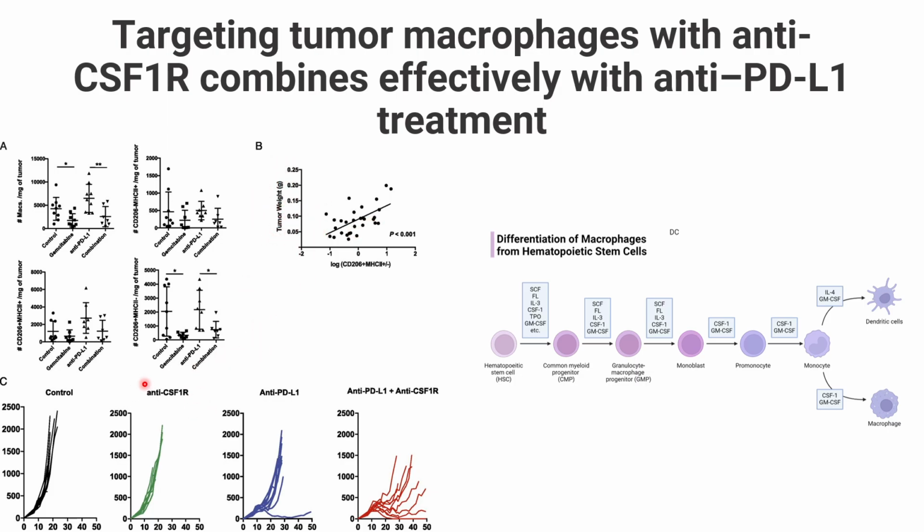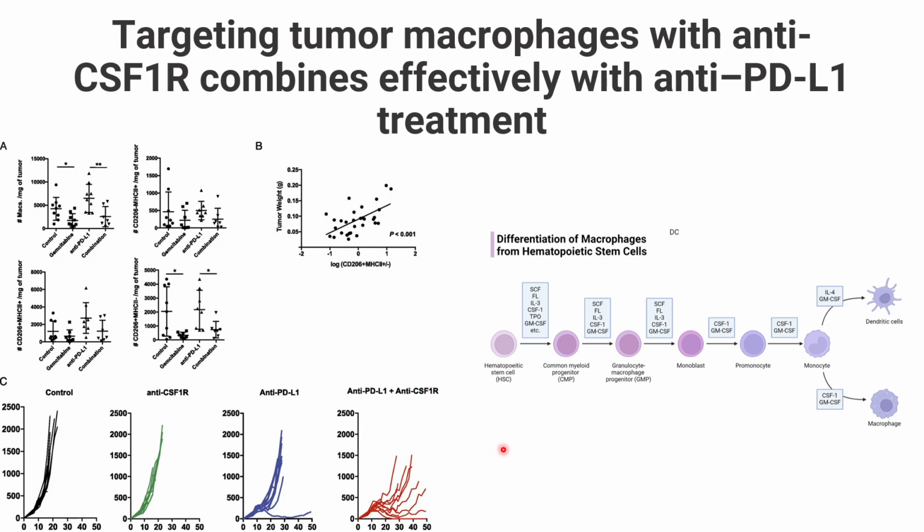And finally they check whether this CSF1R has any impact on the overall tumor volumes, and they can see that this anti-CSF1R and this combined therapy has the highest impact compared to the single agent therapy, that is of anti-CSF1 or anti-PDL1. So from this they conclude their hypothesis.